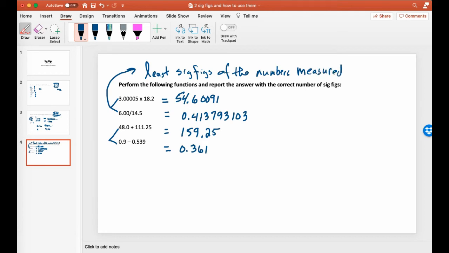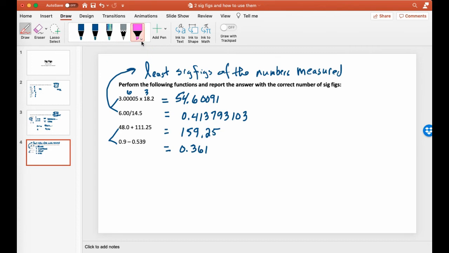What that means is in class, you're always going to have a number that'll have a unit after it, like centimeters or meters or grams or milliliters or something. So we think of each of these as a measured value. So this answer here, this number here, 3.00005, has 1, 2, 3, 4, 5, 6 significant digits, and this number here has 3. 3 is the least sig figs of those that are measured, so we want 3 in the final answer.